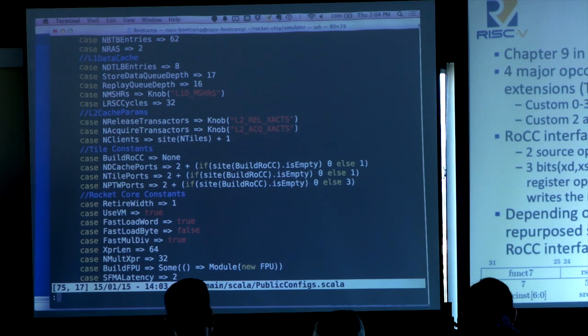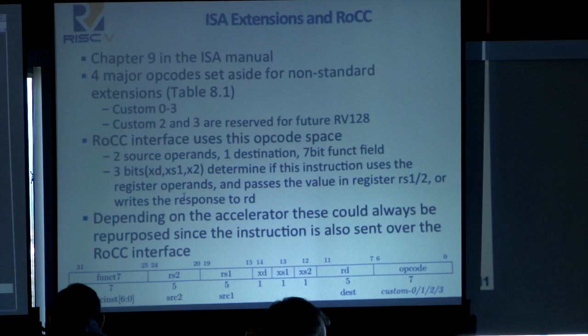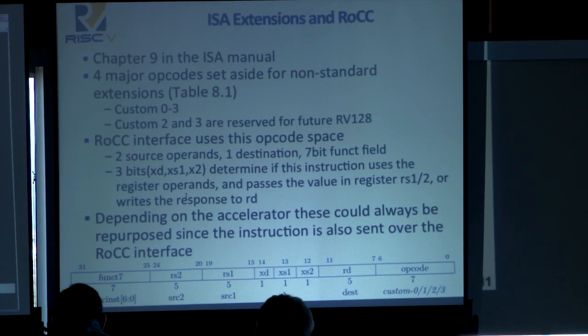So now I want to switch to talking about just ISA extensions and the RoCC interface in general, which is our easiest way to get something you want into RISC-V. And so this diagram comes from chapter 8 in the ISA manual. And basically, we have 4 major opcodes set aside for non-standard extensions, named custom 0 through 3. It's worth noting that custom 2 and 3 are reserved for potential future use in RV128. And so maybe if you limit yourself to 0 and 1, you'll never have any problems, but you can feel free to use 2 and 3 for now.